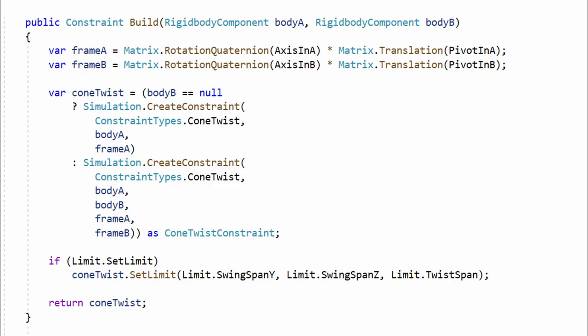The first swing span describes the angle of the swing along the y-axis, of course, relative to the constraint axis. And the second swing span describes the swing along the z-axis, again, relative to the constraint axis. And there is a twist span that describes how the body can twist and rotate around the constraint axis. One thing to note here is that the twist span takes half of the angle and duplicates this angle on the other side of the body. So let's take a look at how it looks here.